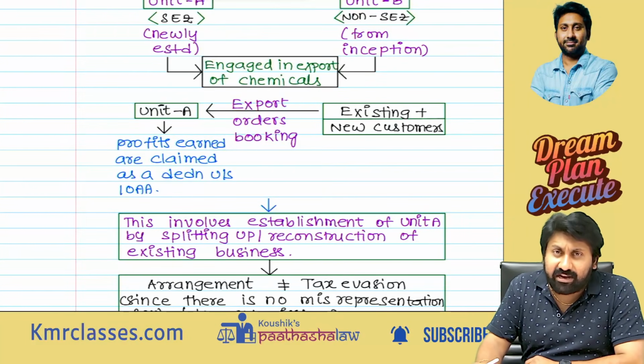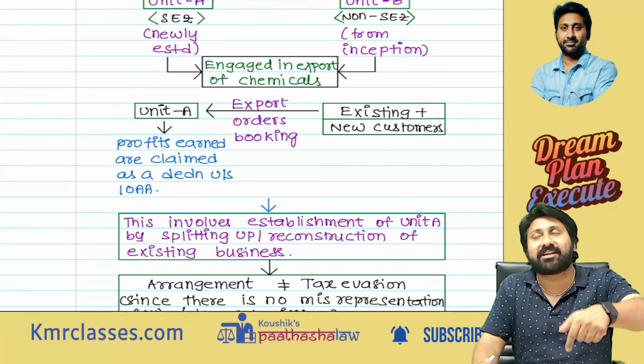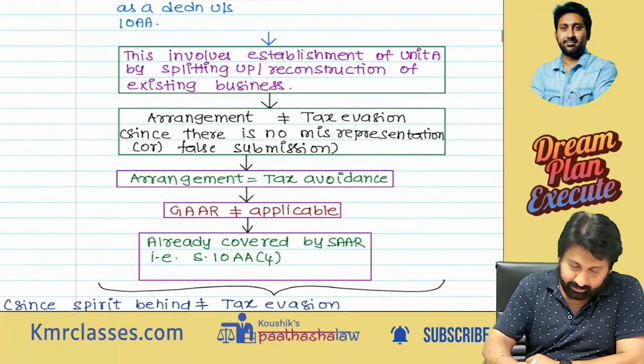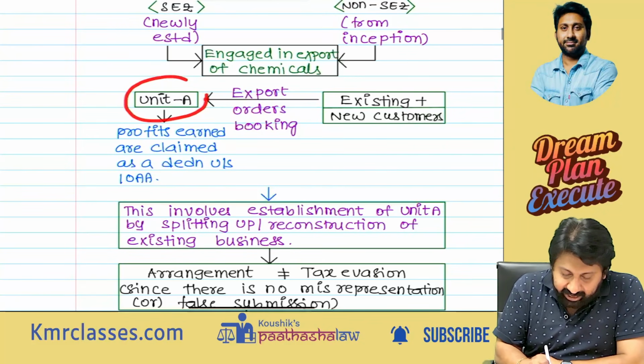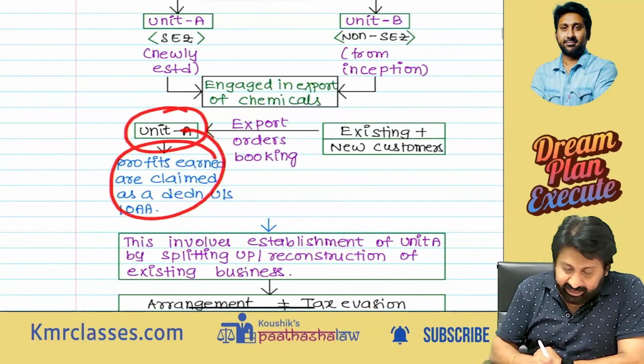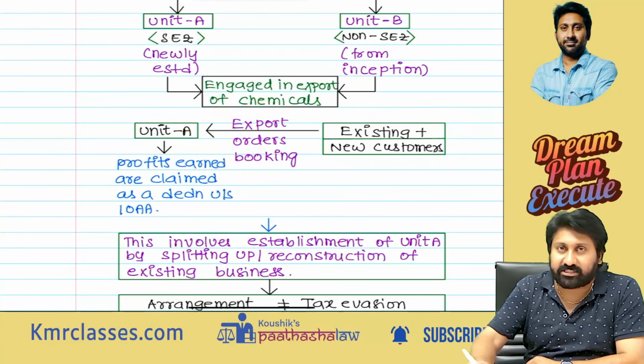Yes. Will GAAR apply or not? GAAR will not apply because there is already a section, section 10A clause 4. Okay. See, unit A's profits earned are claimed as a deduction. Export orders are booked through the existing and new customers.